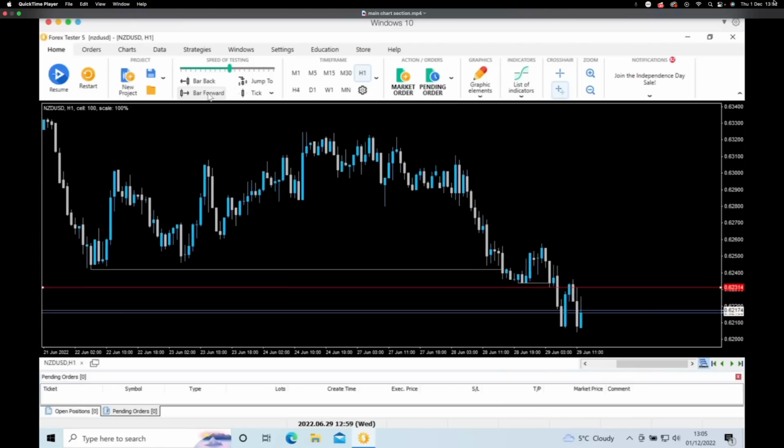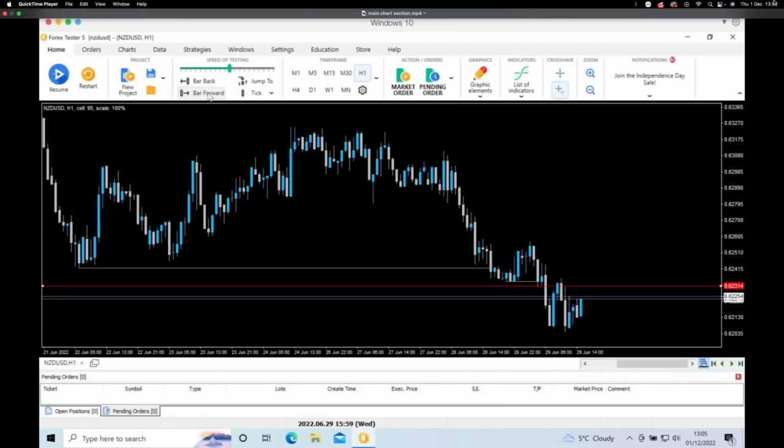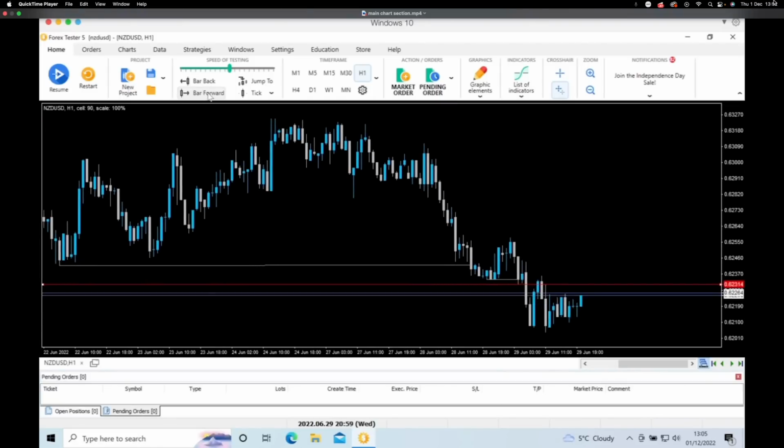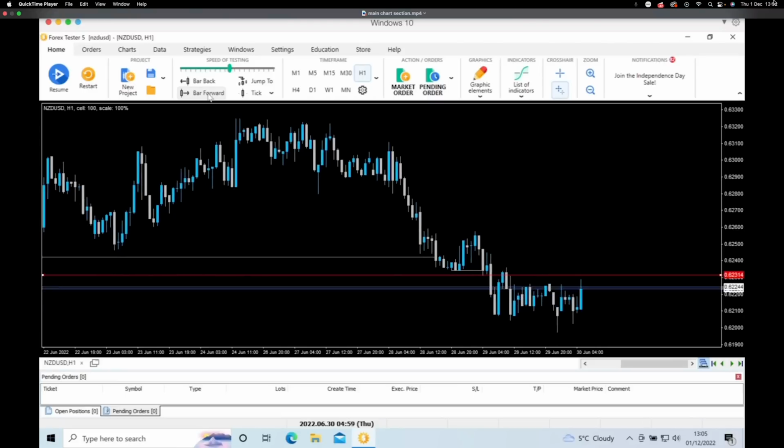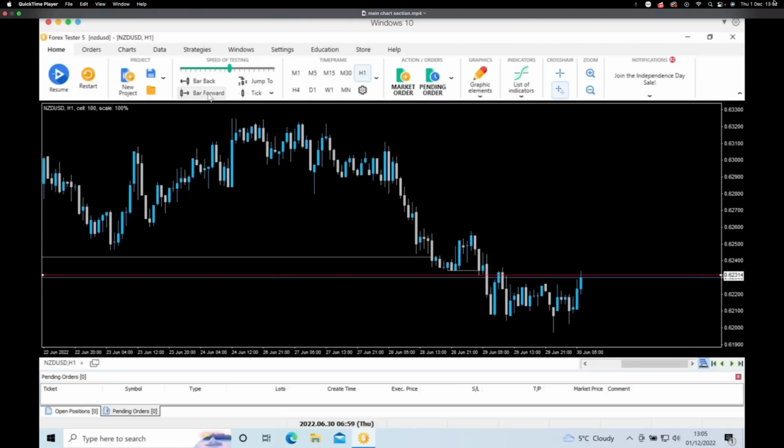The idea behind this system is to simply sell supply zones in a downtrend or buy demand zones in an uptrend and target the next low. So it's very easy to find your buying or selling point, and it's very easy to find your target.